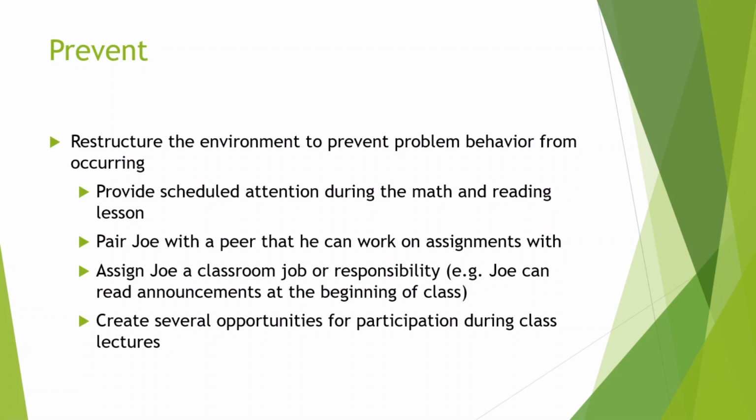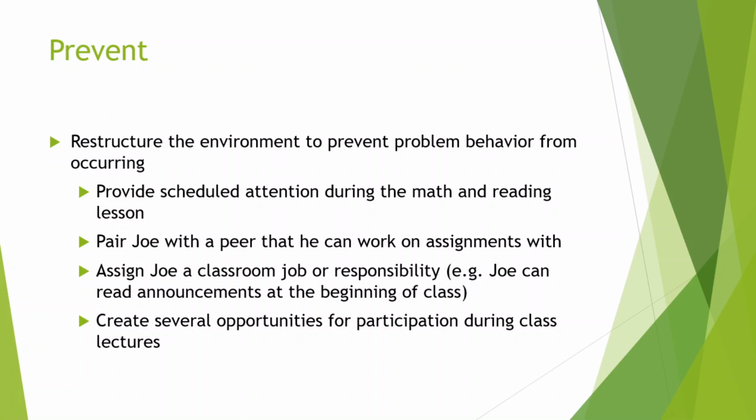So one way we can do that is by restructuring the environment to prevent the problem behavior from occurring. In this scenario, we didn't receive any setting events. So in this case, we wouldn't be able to eliminate the setting event without knowing what it is. So we'll just focus for now on how we can restructure the environment. So first, one way we can do that is provide scheduled attention during the math and reading lesson. That way Joe is getting plenty of attention throughout the lesson. Another strategy is pair Joe with a peer that he can work on assignments with. So a peer that he has a positive relationship with, but can also stay on task with him.